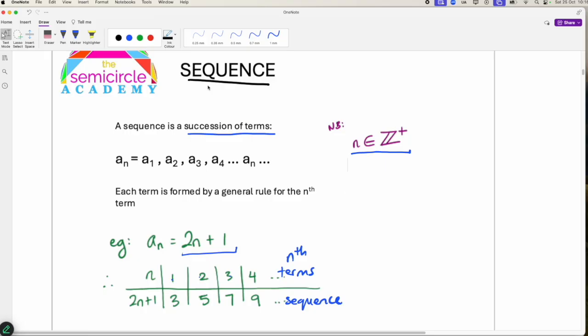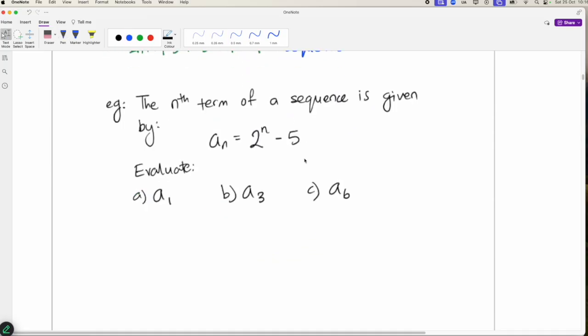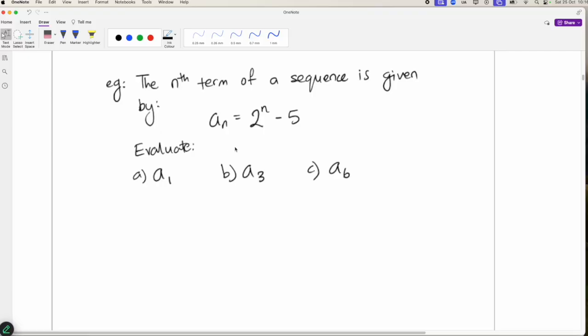Now notice how a sequence is shown by a to the subscript n. These are the terms in the sequence: the first term, the second term, the third term, the fourth term. This here is the nth term. And a simple little question here: the nth term of a sequence is given by this. Evaluate a1.